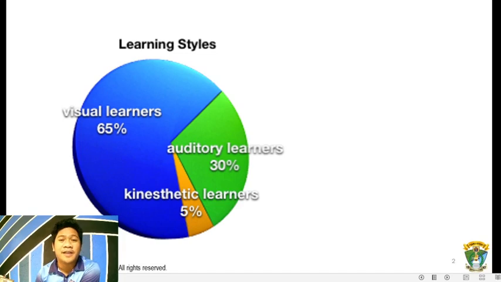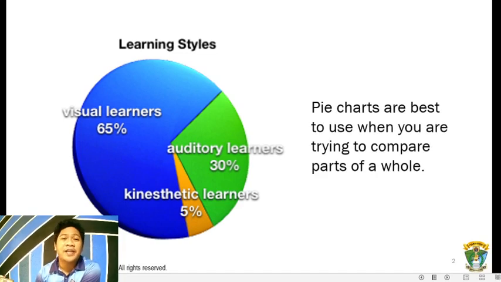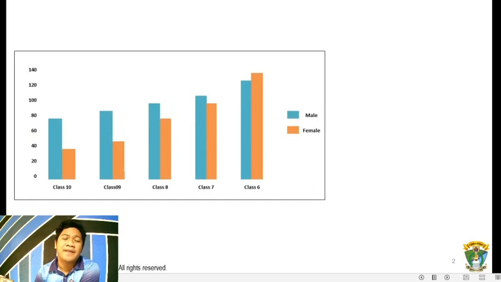And how do we call this? We have our pie graph or pie chart. Okay, pie charts are best to use when you are trying to compare parts of a whole. So for population presentations or characteristics of a population, we can use the pie graph or pie chart. So we also have this, which you are very familiar with. We have the bar graph.